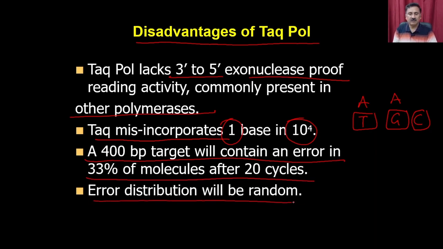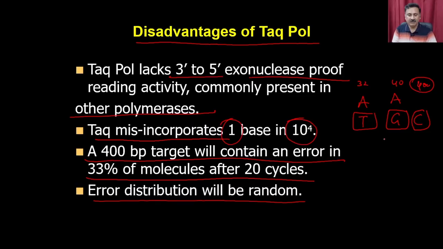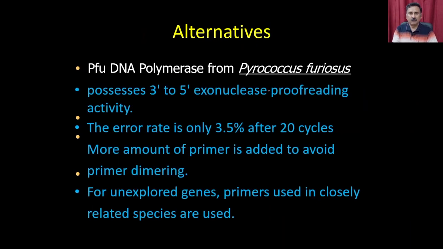Error distribution will be random, which means sometimes it may do the mutation at position 32, sometimes at position 40, 400, like that. So it's not like the error is going to be at a very specific point. It can be anywhere. So to avoid this, we have alternatives. You can use the Pfu DNA polymerase from Pyrococcus furiosus, and it possesses the 3' to 5' exonuclease proofreading activity.